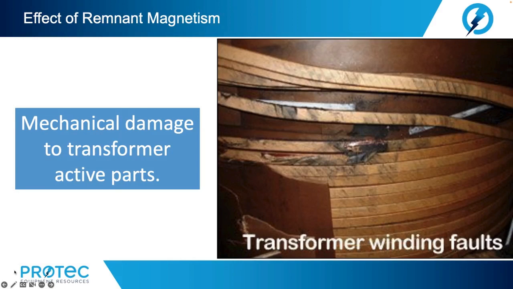So, let's now look at the effect of remnant magnetism. First, let's look at mechanical damage. Mechanical damage to transformers' active parts. The windings are exposed to mechanical stress proportional to the square of the current. Mechanical shocks caused by overcurrent surges may damage the coils and release the clamping pressure. This would eventually lead to loose windings of a transformer and possible transformer failure.